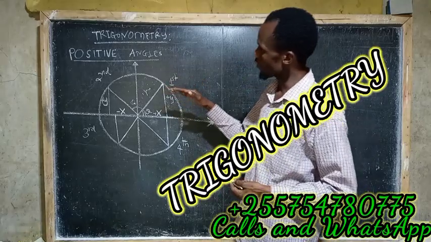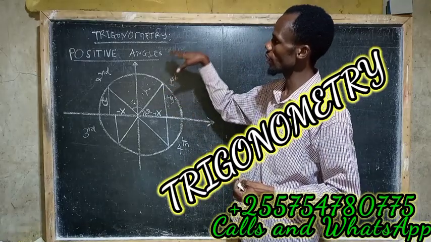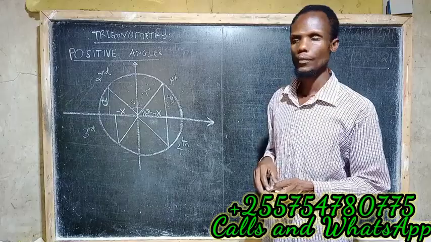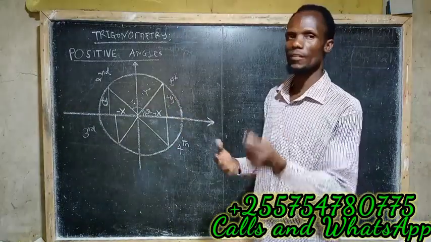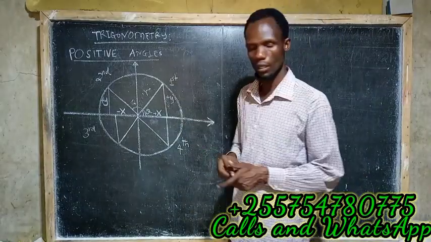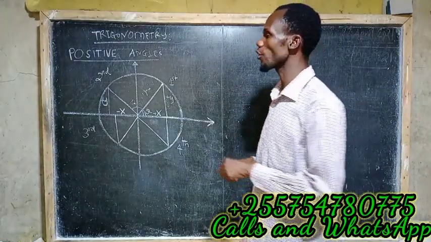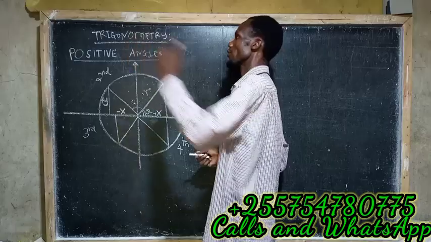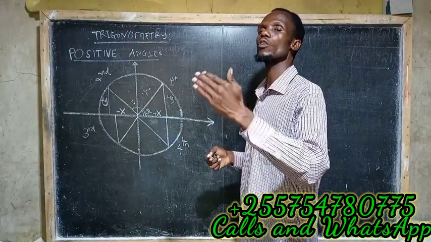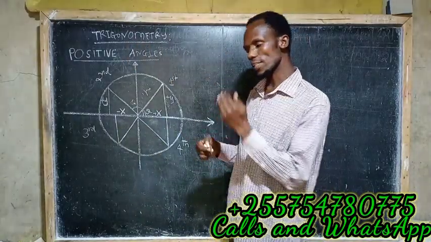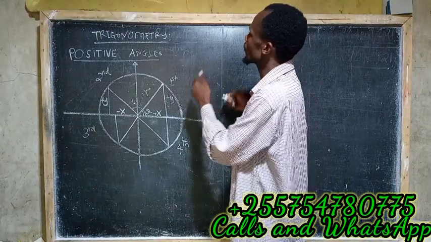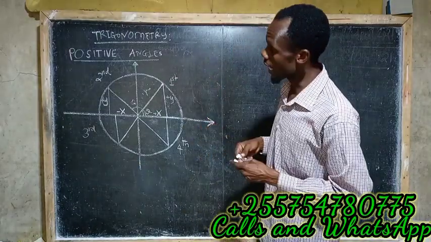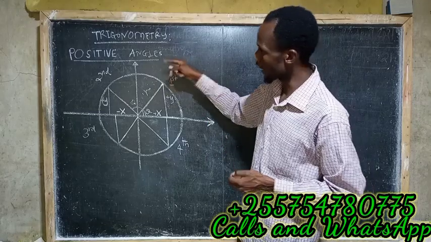Let us consider this topic, which is called trigonometry. We learned in the Form 2 topic, we have the topic which is called trigonometry. In this case, we can call that the first part of trigonometry, which is all about trigonometric relation. But for the second part here, we are just going to discuss the second part of trigonometry. So let us start with what we call positive angles.